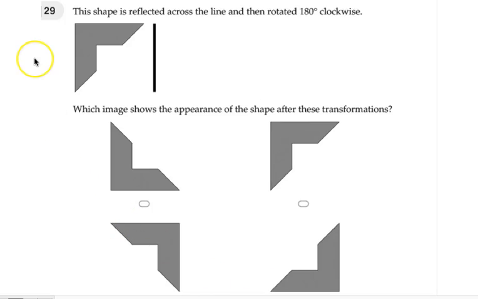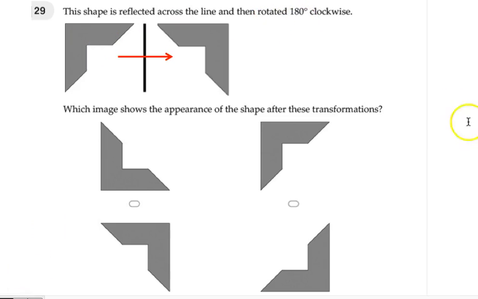Okay, question 29 of the 2017 Year 7 NAPLAN paper. This shape is reflected across the line and then it's rotated 180 degrees. Now let's first reflect across the line. So, reflecting across the line, okay, we bend it over and it will be like that.